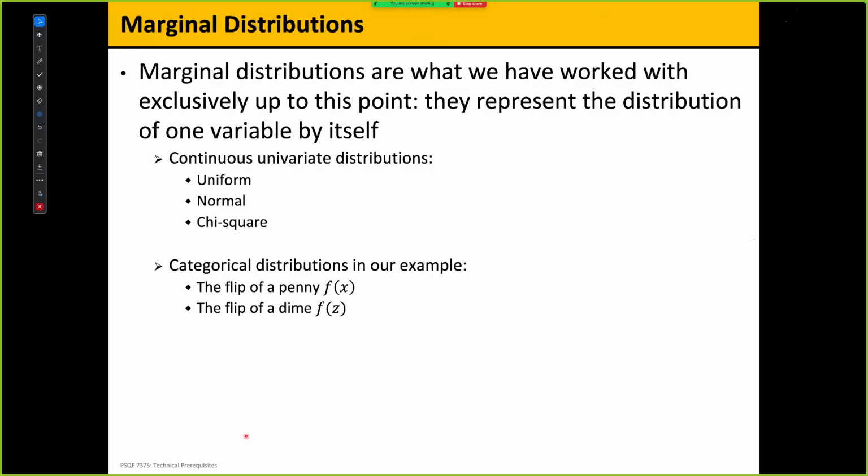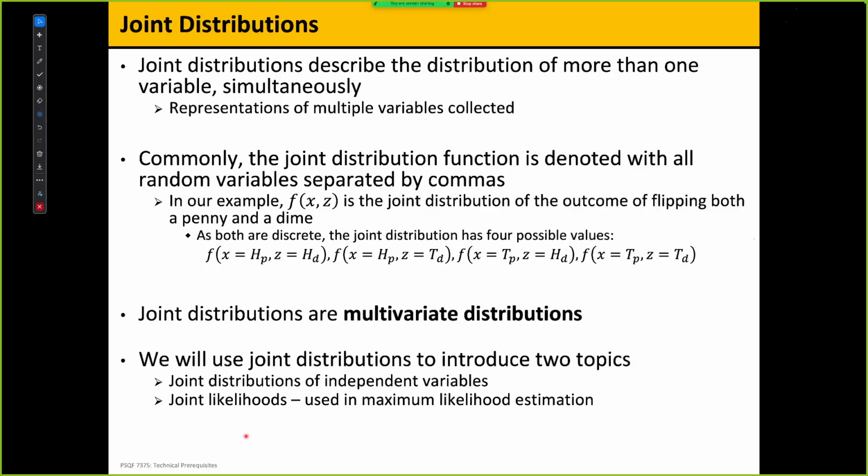Okay? All right. So marginal distributions are what we worked with exclusively to this point. Those three continuous distributions were marginal, right? It's possible to have a multivariate marginal distribution, but let's leave that aside for right now. In the context of two variables, a marginal distribution refers to the distribution of one of them. Okay? So similarly, f of x for the distribution of the penny is a marginal distribution. f of z for the distribution of the dime is a marginal distribution.